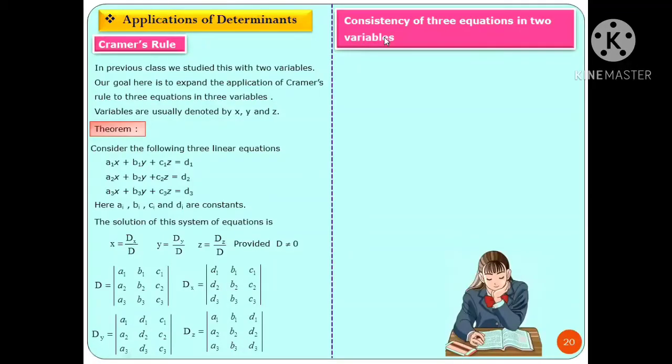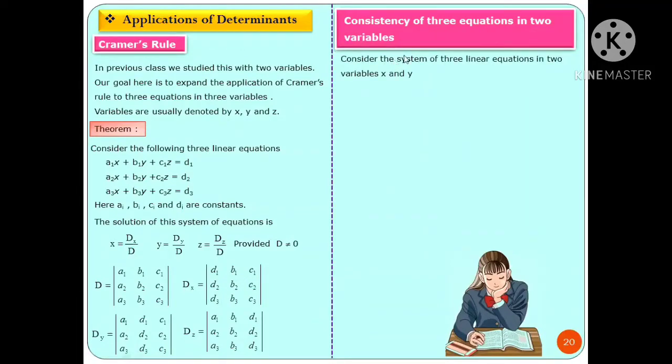Today's concept: applications of determinants. Consistency of three equations in two variables. So the equations are three expressed in the two variables, that is x and y. Let us see.